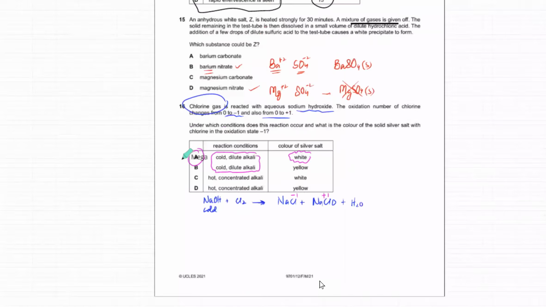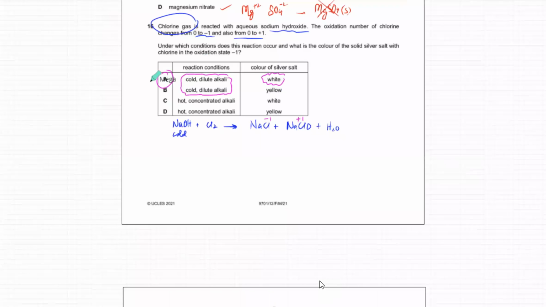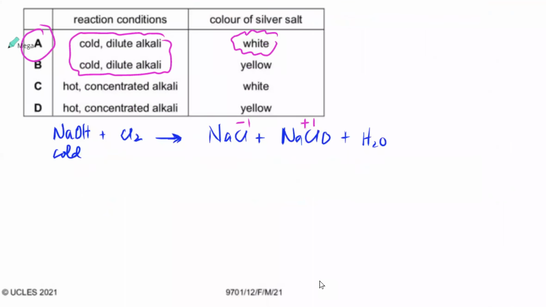Sir, could you explain how you knew which one's +1 and -1? Yes, you calculate the oxidation state. Group one is always +1, oxygen is always -2, and Cl is the unknown, so that is taken as X. All of the charges must add up to 0 because it's a neutral molecule. So when you solve this, it comes out to be +1.